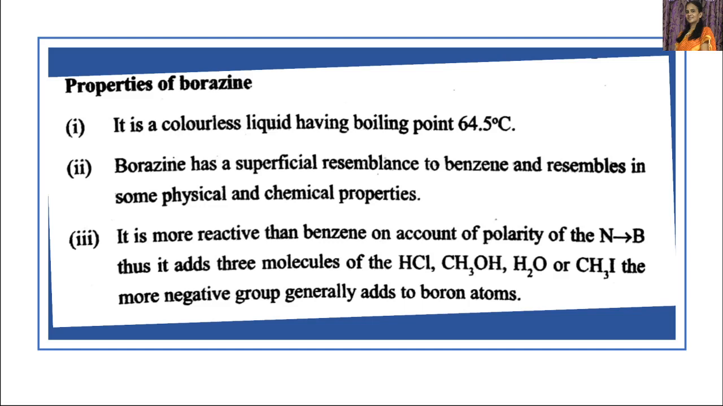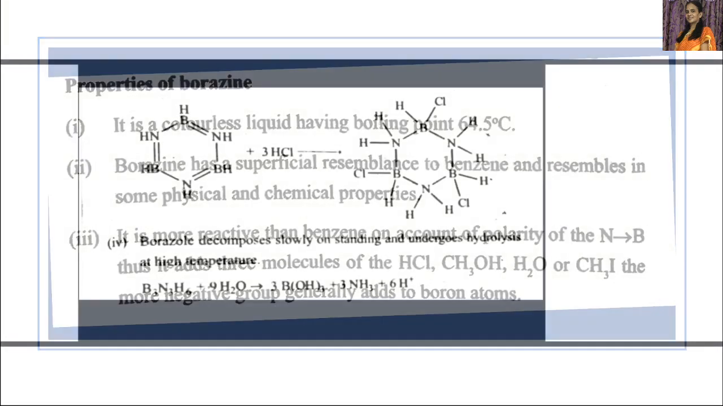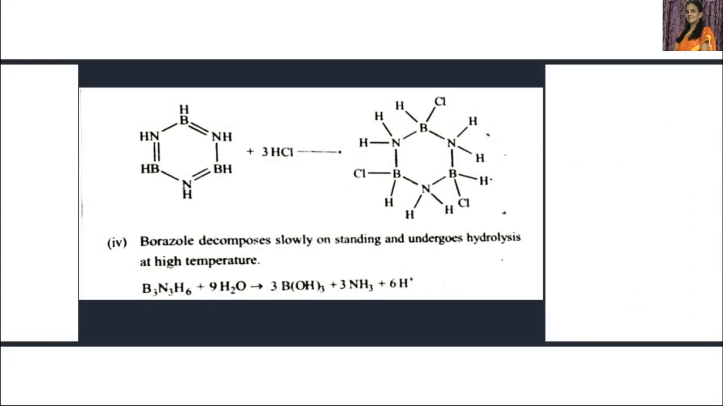In this, generally the more negative group from the reagent adds to the boron atom, because boron is less electronegative when compared to nitrogen. Let's see the reaction here. This is borazole with HCl. So in this reaction, addition takes place.